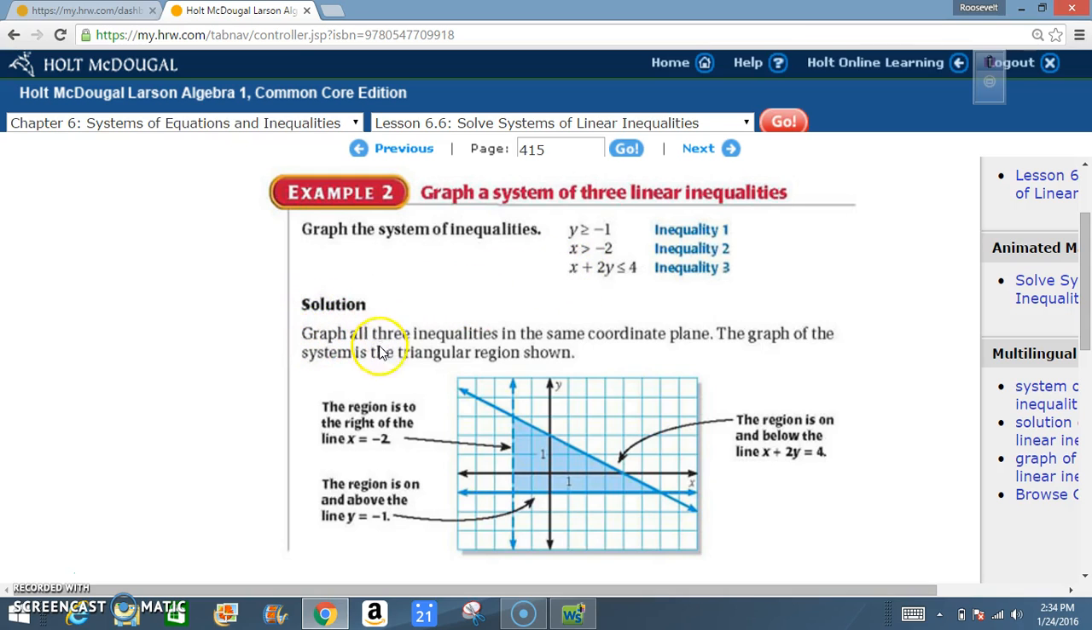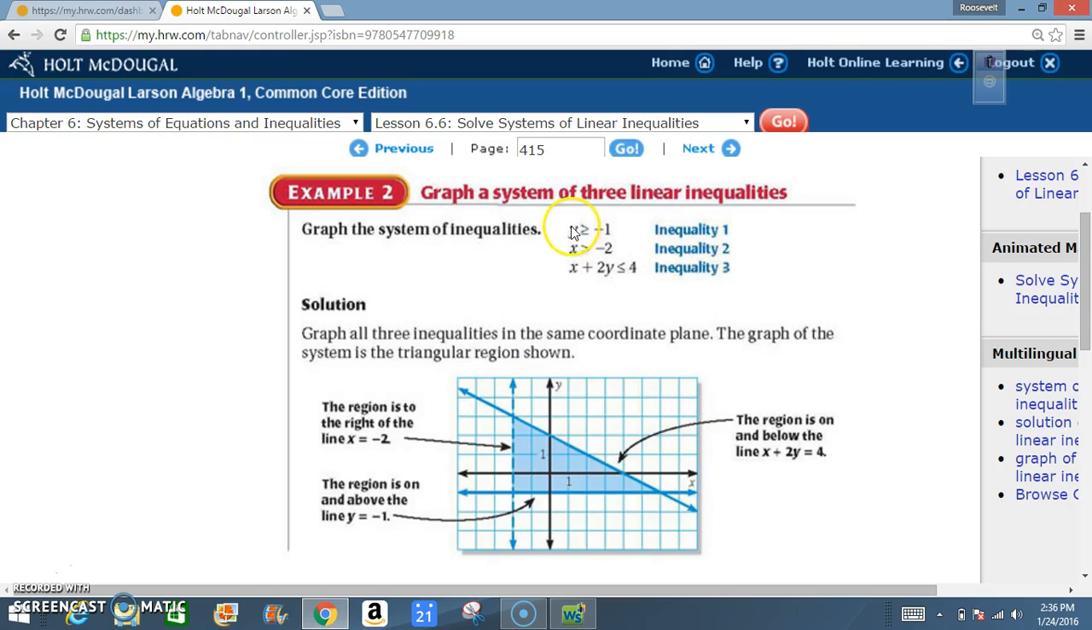Solution, graph all 3 inequalities in the same coordinate plane. The graph of the system is the triangular region shown. So after they graph all 3 equations and they shaded in the proper directions, this is the solution that they came out with. Now, let's analyze and see how you would have made your graphs.